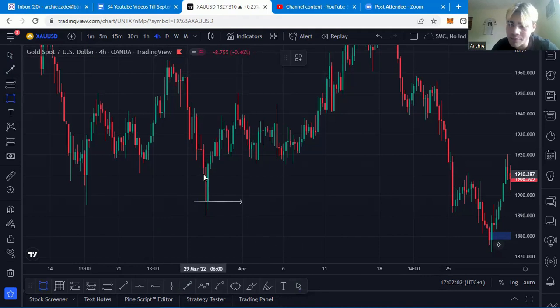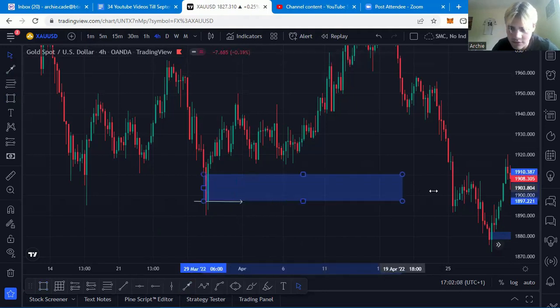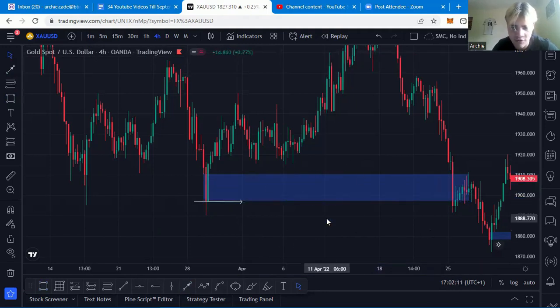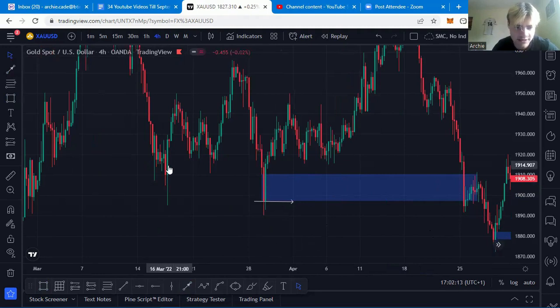From the moment that the imbalance has been invalidated, down to the bottom of the candle, and then dragged across all the way. And that is our imbalance. Now let's use another example, and then we'll try and incorporate it into a trade.